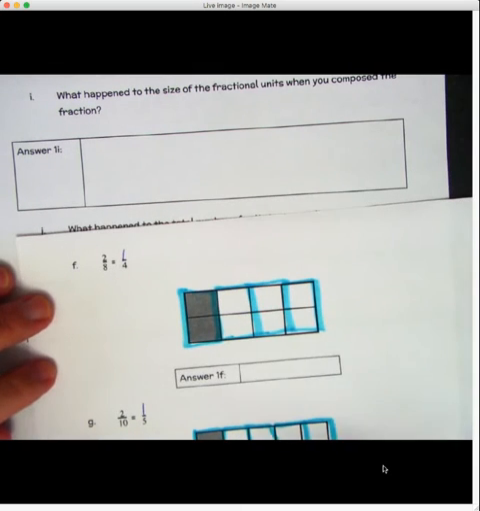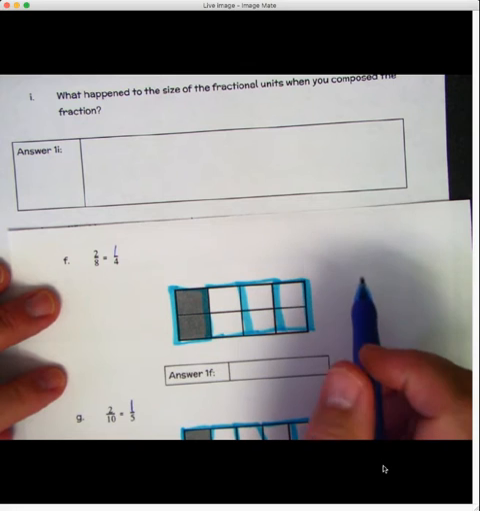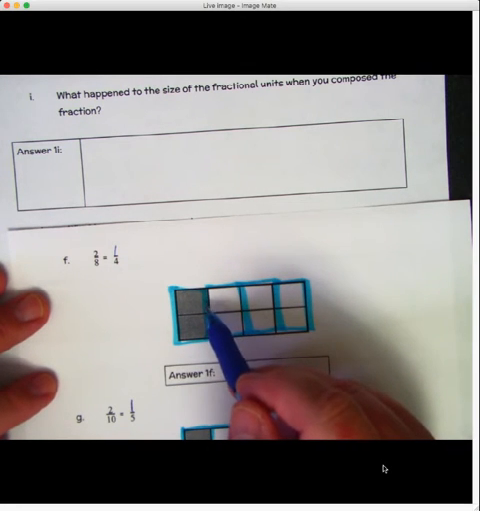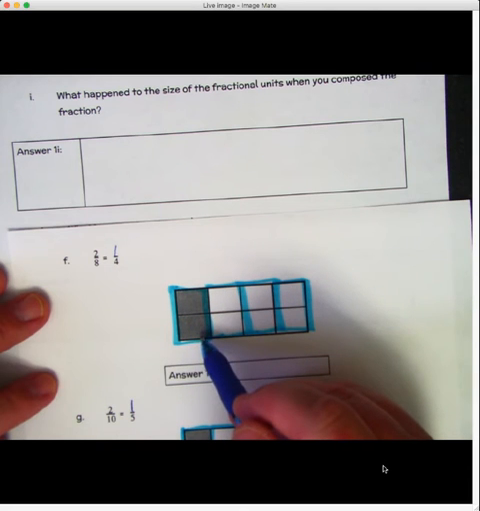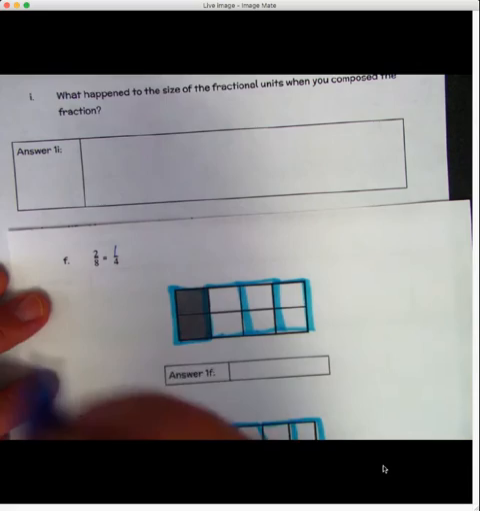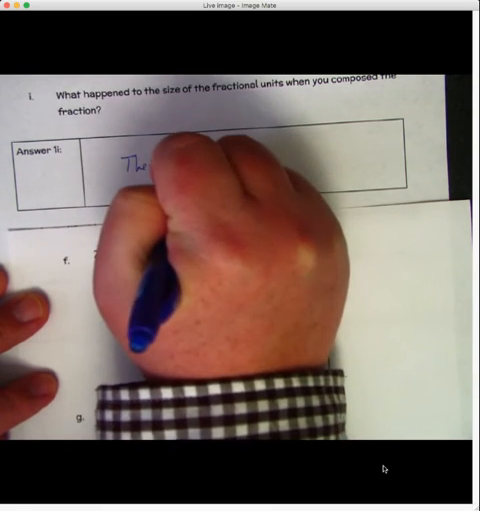Okay, now, what happened to the size of the fractional units when you compose them? These are the same 2 questions as in your homework today, so pay attention. You're going to get the answer. So when we compose them, when we made them, instead of 2 eighths, we made them 1/4. So what happened to the size? Well, it went from this little part to this whole part. So the size got bigger, right? So they got bigger.